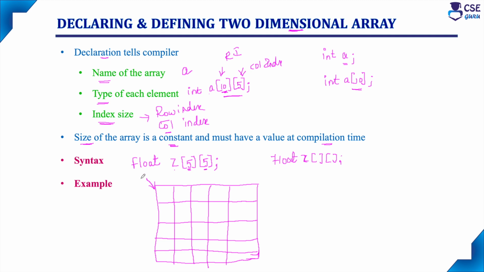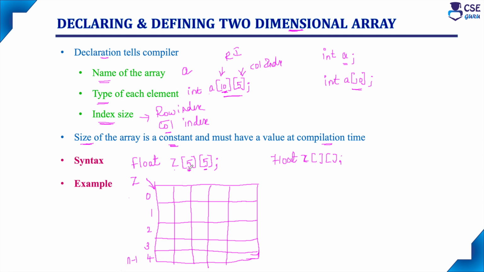And here, the array name is Z. Keep in mind, whatever the size you are specifying, the first index will always be 0. Array index value will always start with 0. So, totally 5 locations starting from 0: 0, 1, 2, 3, 4. So, totally 5 rows starting from 0 to n minus 1.